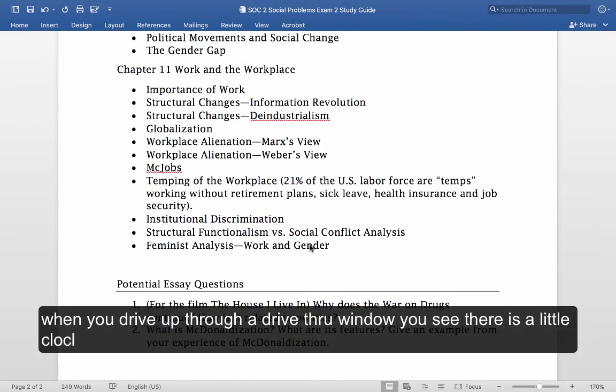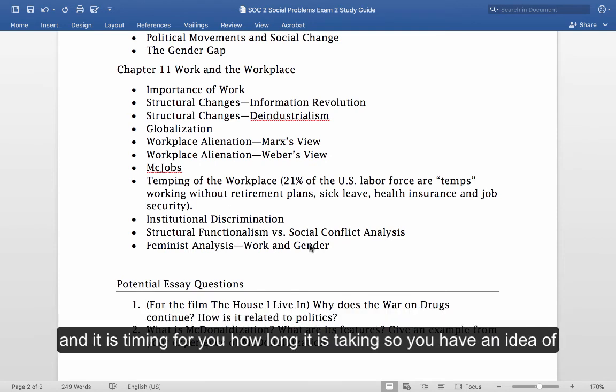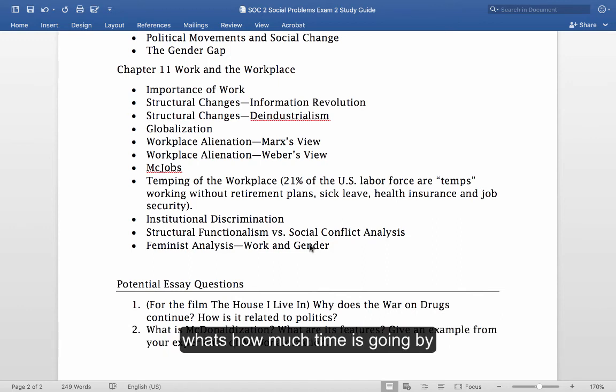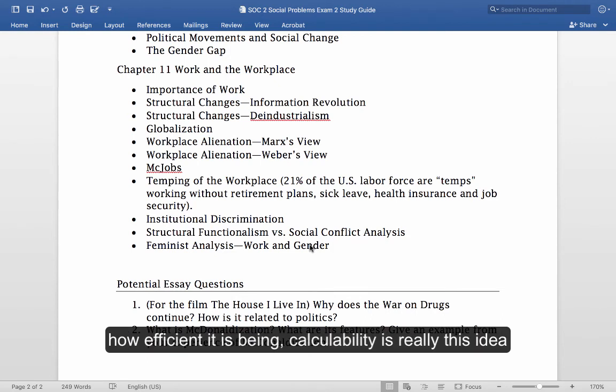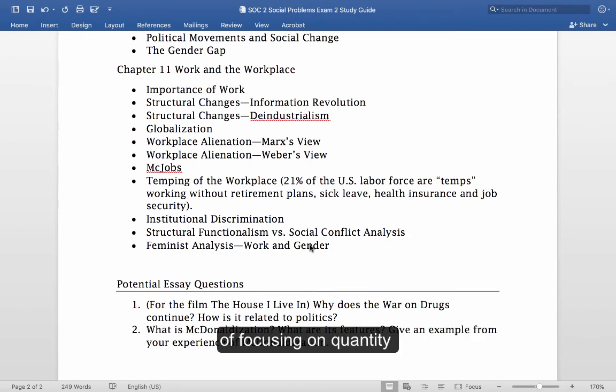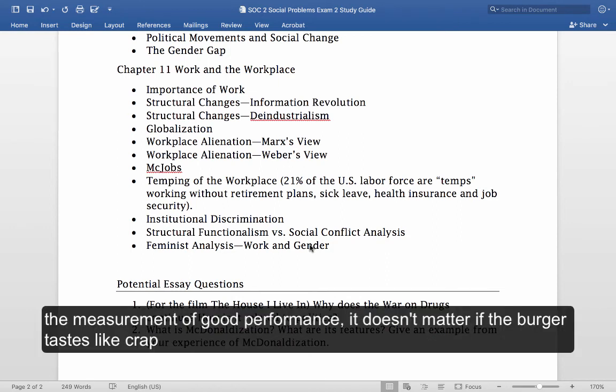Often when you drive up through a drive-through window, you see there's a little clock timing you, so you have an idea of how much time is going by and how efficient it's being. Calculability is really this idea of focusing on quantity over quality. So quantity becomes the measurement of good performance.